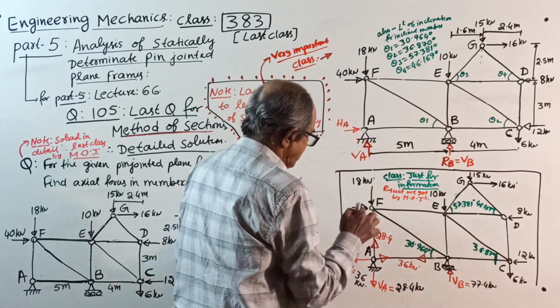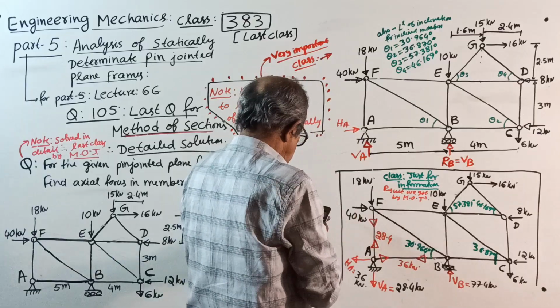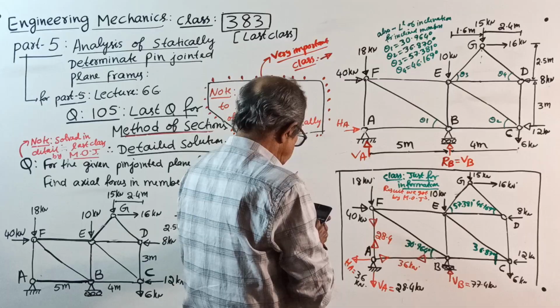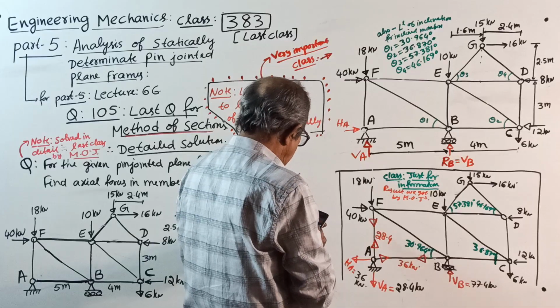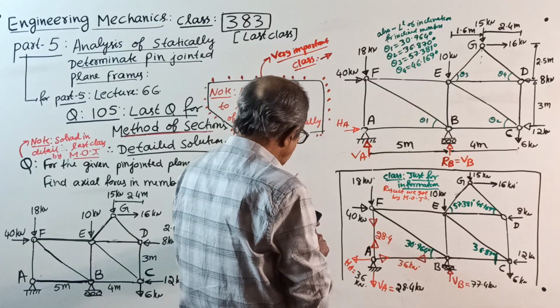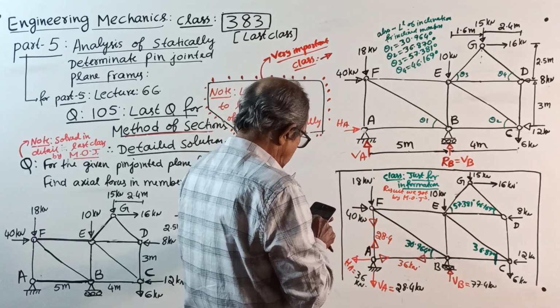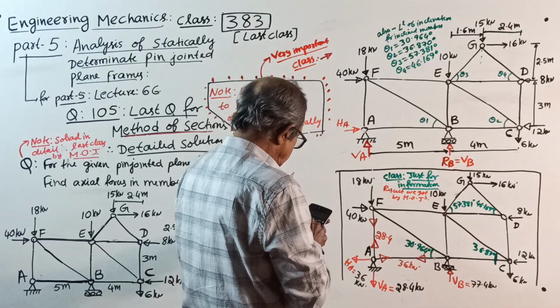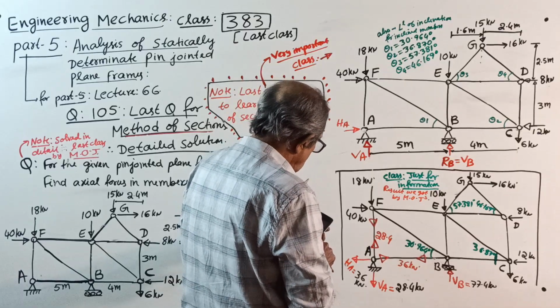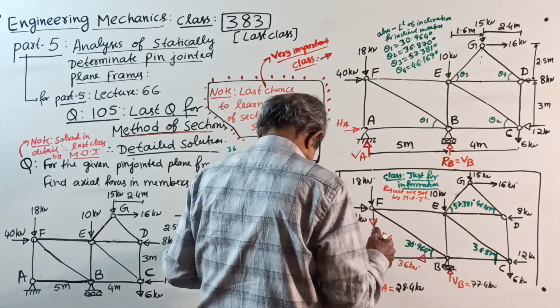I will come to joint F now. At joint F, 18 down, 28.4 down. So that is the total down divided by sine 30.964, which is 90.185.